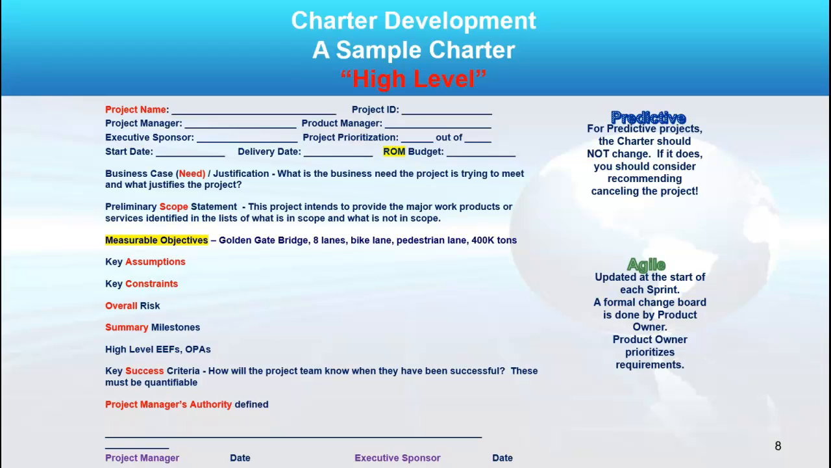And notice its measurable objectives, just like the Golden Gate Bridge example. I could look at the bridge at the end of my project and go, there's 4 lanes each side, there's a bike lane, there's a pedestrian walk lane, etc. Those are measurable, right? And notice the distinctions between a predictive or waterfall project in terms of the development life cycle, where the charter shouldn't change. But in agile, as I mentioned, we could update it at every sprint.